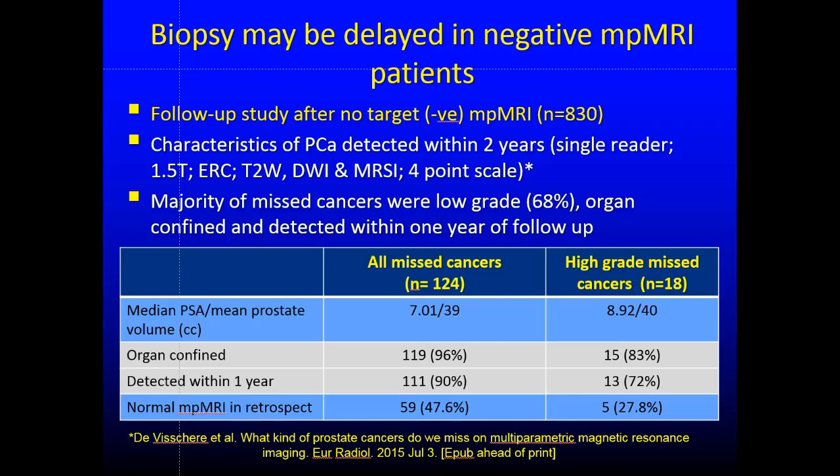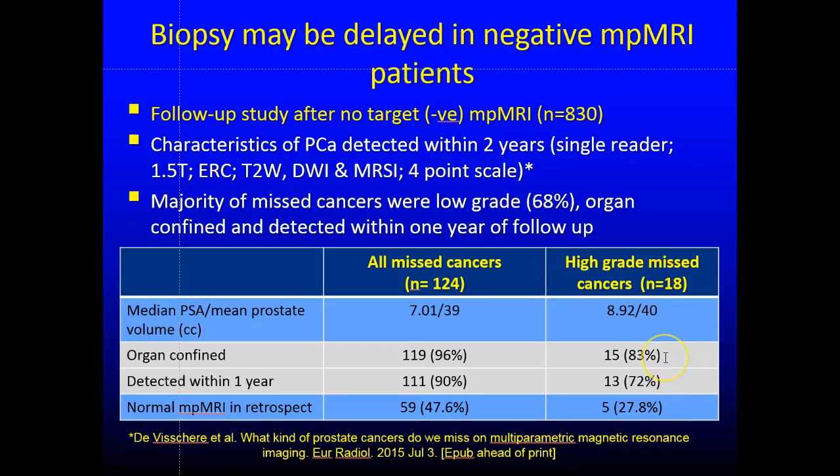Now, the question is then raised, well, how many cancers do you miss? And what happens to these? How many high-risk cancers are you missing? Well, this was looked at by a recent study, looking at over 800 patients, and then looking to see how many cancers reveal themselves within 2 years of a negative MRI. Now, as you would expect, there were high-risk cancer patients, 18 in 830, so a small number of high-risk cancers.